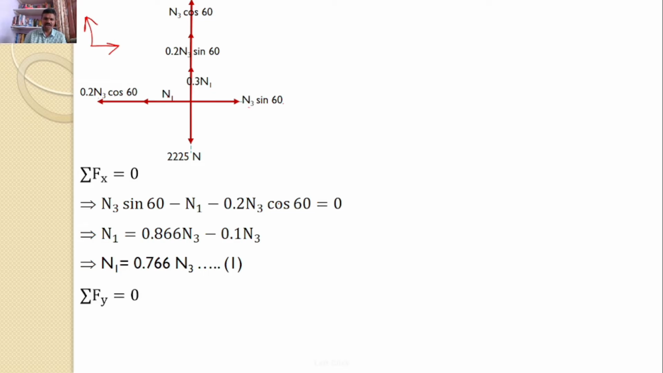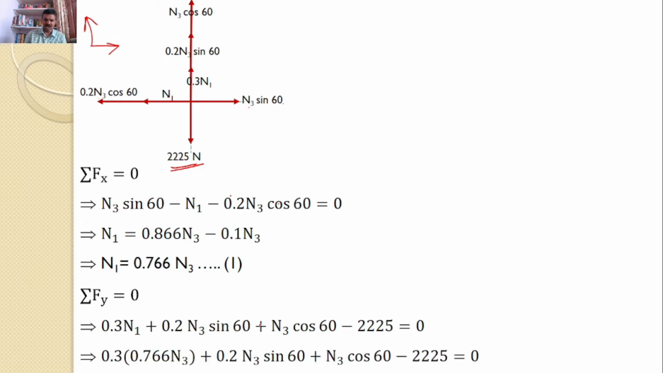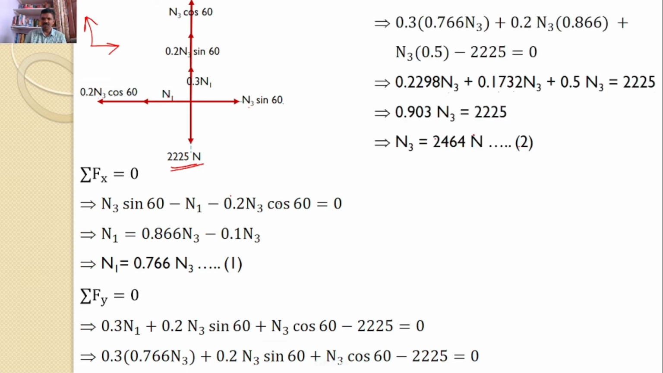There are four forces. Three forces are acting in the upward direction, and those three forces you can say are 0.3 N1 plus 0.2 N3 sin 60 plus N3 cos 60. All three forces are acting in the upward direction, hence they are positive, but this weight is acting in the downward direction, hence it is minus 3.25, equal to 0. So you can simplify here, because you know all these trigonometric values, and after simplification you will get N3 is equal to 2464 newtons.